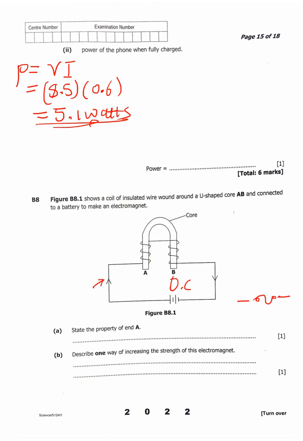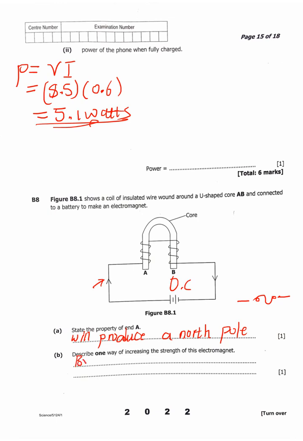So the end where the current is entering the coil will produce a north pole. So end A will produce a north pole. Then where the current is leaving the core will give us a south pole. Now describe one way of increasing the strength of this electromagnet.